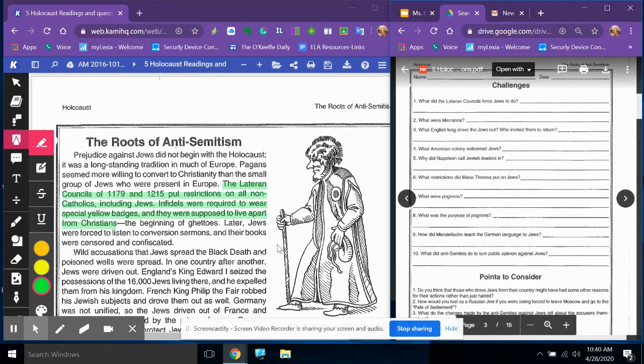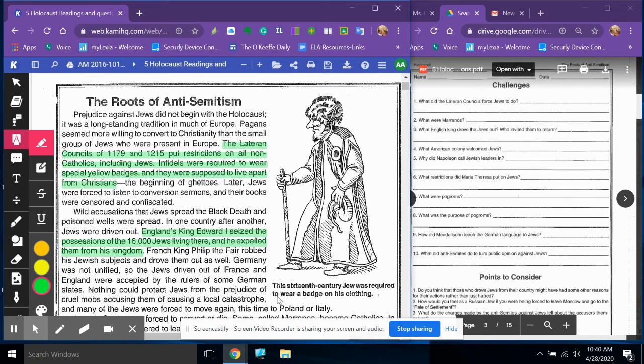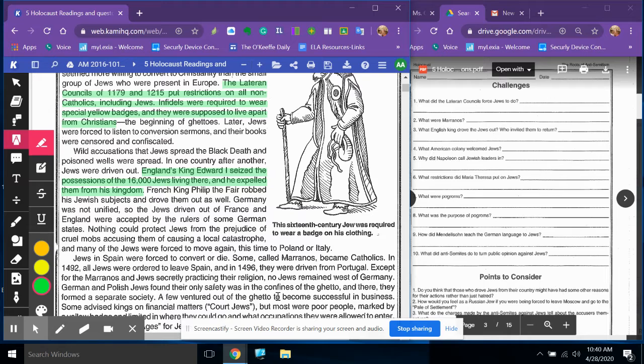In one country after another, Jews were driven out. England's King Edward seized the possessions of 16,000 Jews living there, and he expelled them from his kingdom. So I'm going to highlight that because I think that might be the answer to one of the questions. French King Philip the Fair robbed his Jewish subjects and drove them out as well.